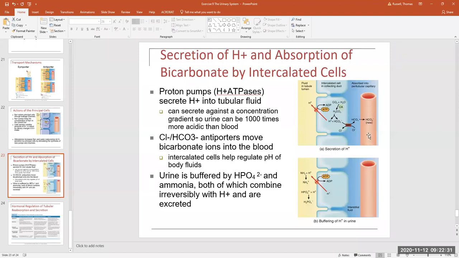So depending on the blood pH and the actions of these cells, it changes the pH of our urine. And for that reason, urine pH range is actually really high. And I'm about to show you what that is in a second.